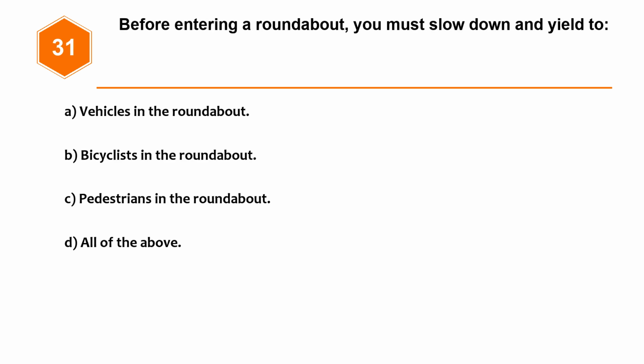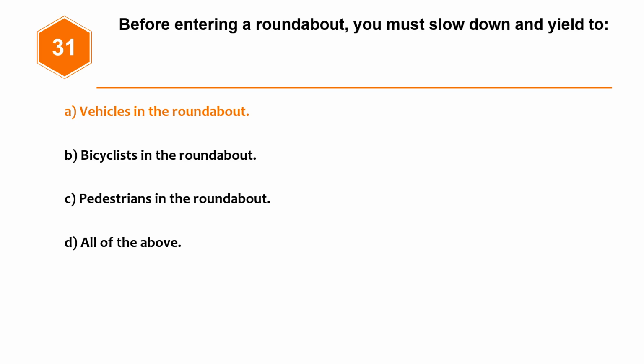Question 31. Before entering a roundabout, you must slow down and yield to Option A, vehicles in the roundabout. Option B, bicyclists in the roundabout. Option C, pedestrians in the roundabout. Option D, all of the above.